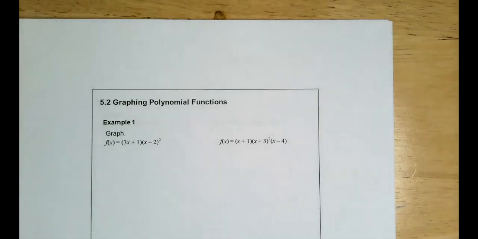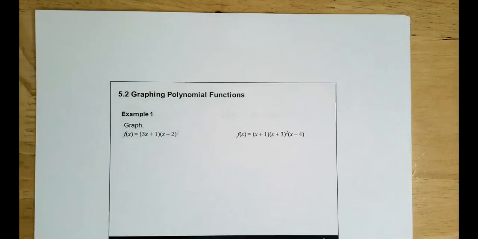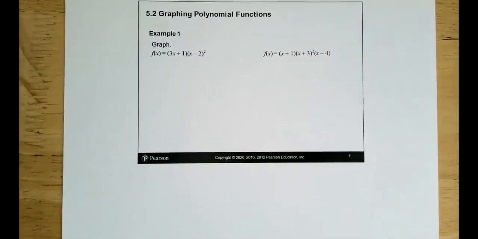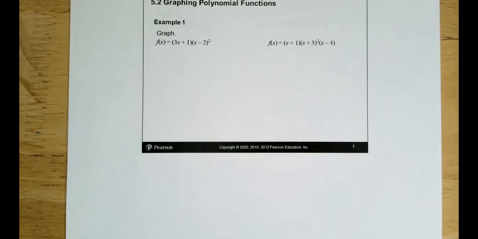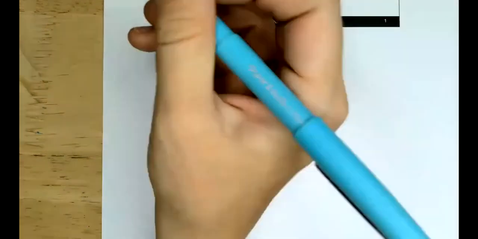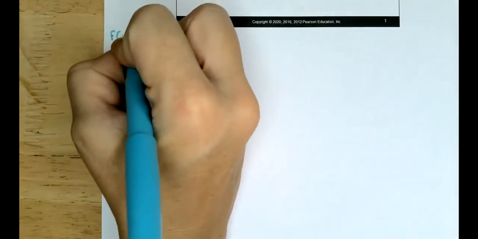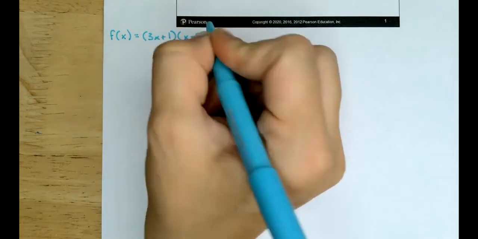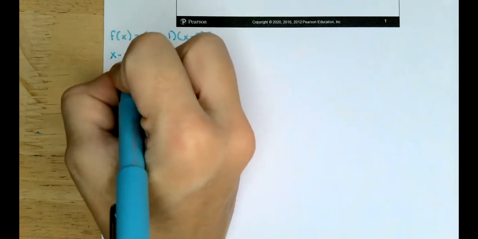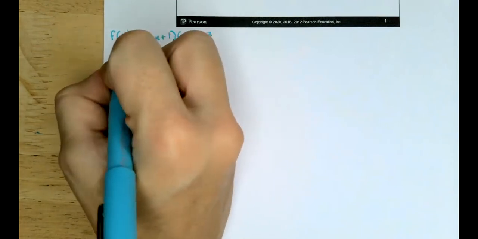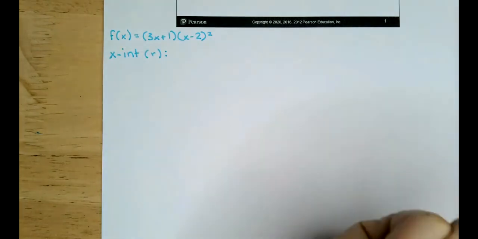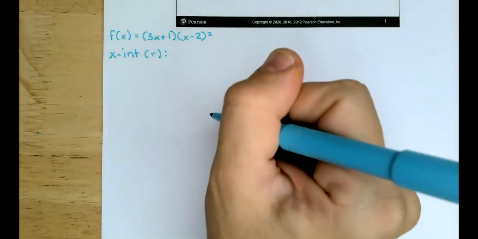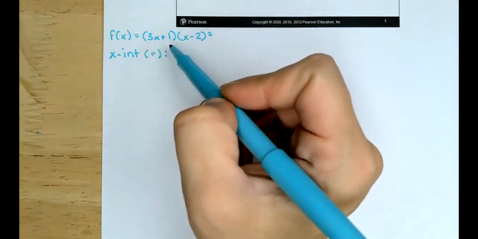So example 1, part A is f of x equals 3x plus 1 times the quantity x minus 2 squared. So let's start by finding the x-intercepts of this function. Okay, so we have f of x is 3x plus 1 times x minus 2 squared. We're going to find the x-intercepts, which are also the real zeros, so I'm also just going to call them r. And remember, each factor is x minus r.